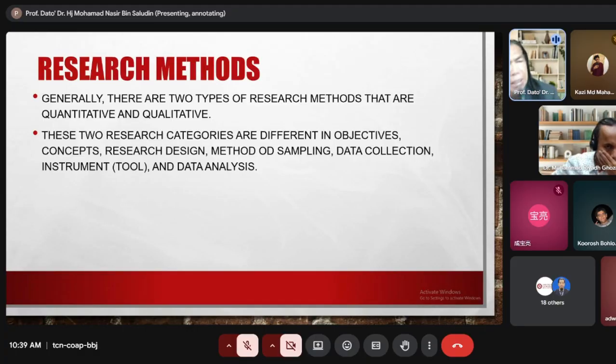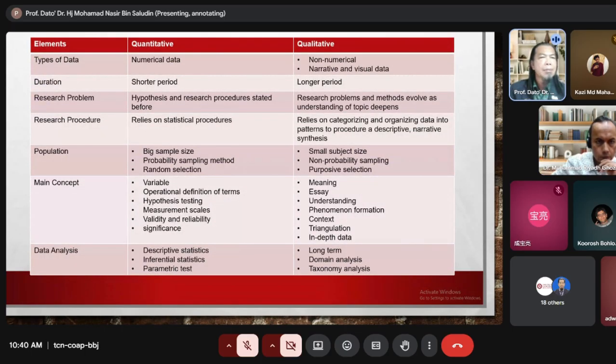Research method. Generally, there are two types of research method: quantitative and qualitative. These two research categories are different in objective, concept, research design, method, sampling, data collection, instrument, tool, and data analysis. That is the difference between quantitative and qualitative. Type of data: quantitative is numerical data; qualitative is non-numerical, narrative and visual data.